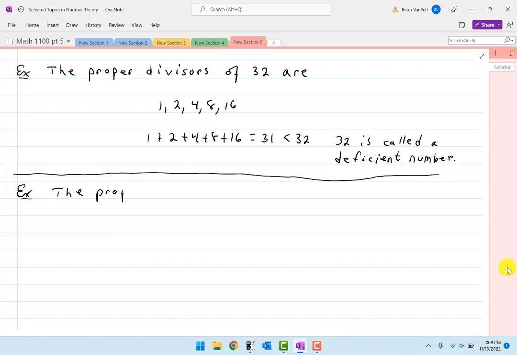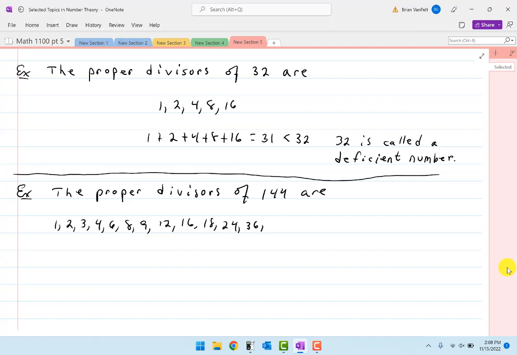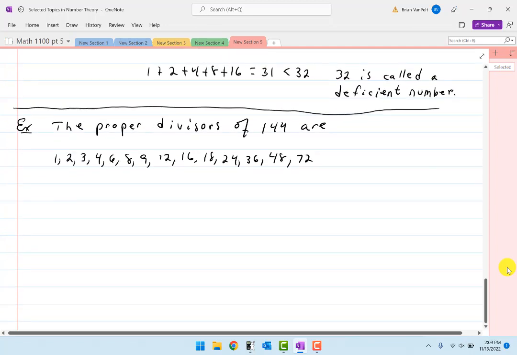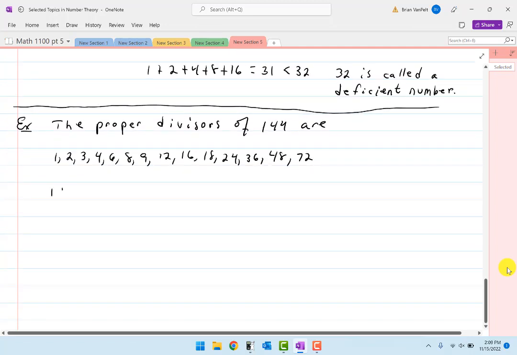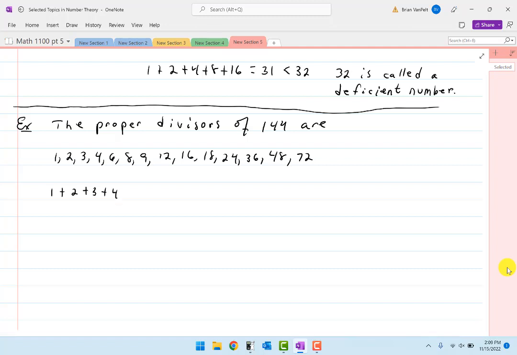The proper divisors of 144 are 1, 2, 3, 4, 6, 8, 9, 12, 16, 18, 24, 36, 48, 72. Now if I add all of those up, 1 plus 2 plus 3 plus 4, well, you get the idea, I think.